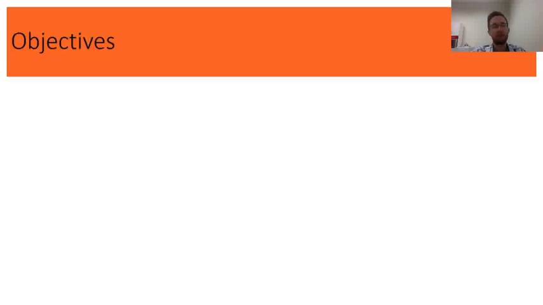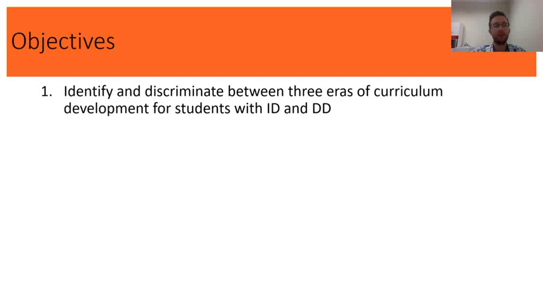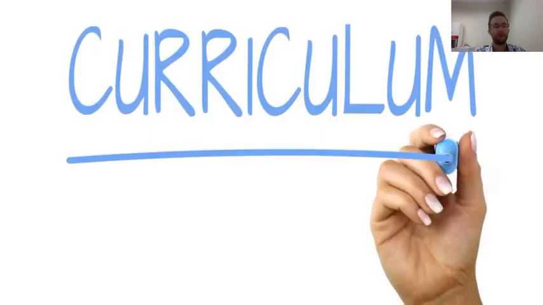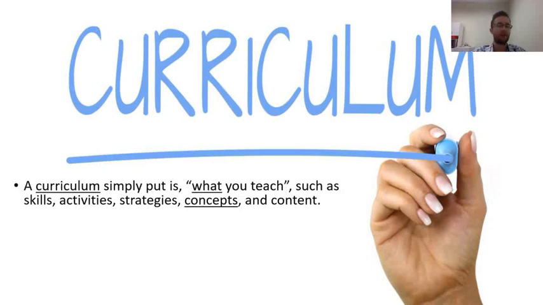Let's first look at some background. Here are your objectives. Objective 1 is to identify and discriminate between 3 eras of curriculum development for students with ID and DD. Sometimes I'm going to say DD, which means developmental disorders, and that includes autism spectrum disorders and other developmental disorders. Then you're to identify points of conflict between IDEA and ESEA regarding curriculum development. And that'll do it.